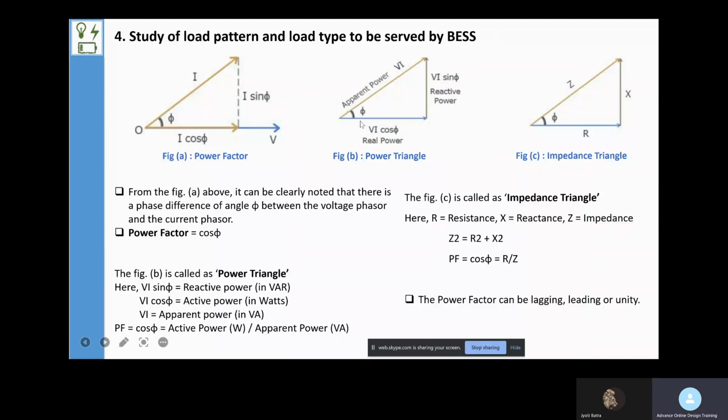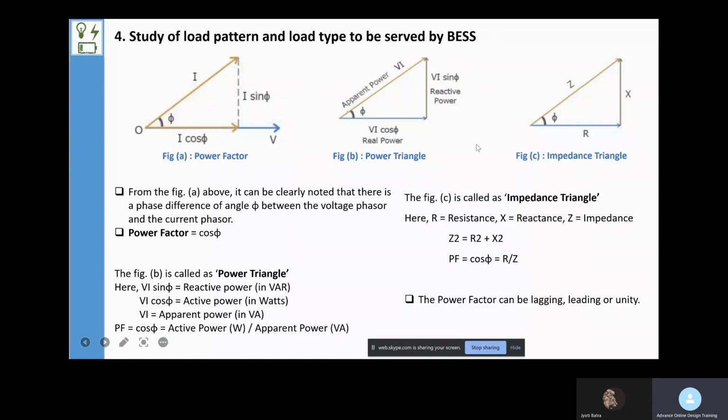So once your cos phi figure is towards one or unity, then your power is very much pure, or there is very little loss within the power. If you look at these three triangles, this is the power factor triangle, this is the power triangle, and this is the impedance triangle. So the power factor, it's cos phi, you can estimate.